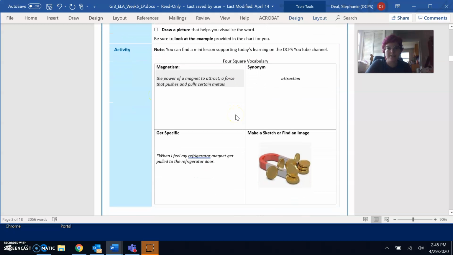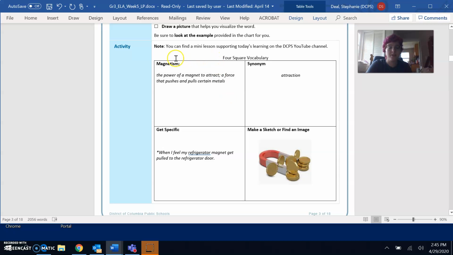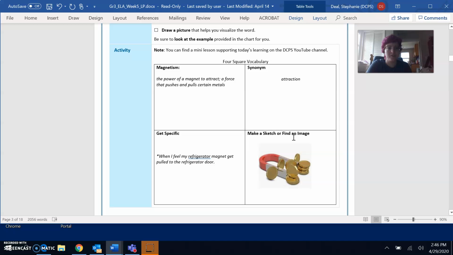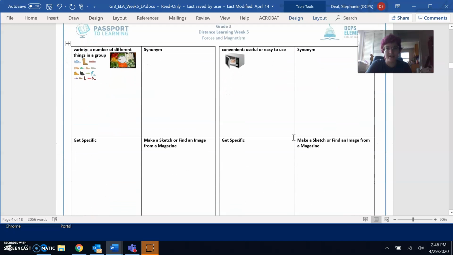So we'll look at the example first. So the example word is magnetism. The definition is the power of a magnet to attract, a force that pushes and pulls certain metals. A synonym for magnetism is attraction. They use this sentence: when I feel my refrigerator magnet get pulled to the refrigerator door. So that's their example of magnetism. And they included a picture of a magnet with some metal coins sticking to it. So let's go on and we'll start to do our own words on the next page.